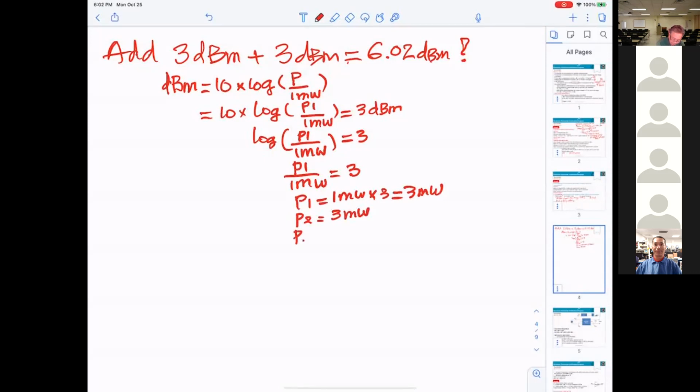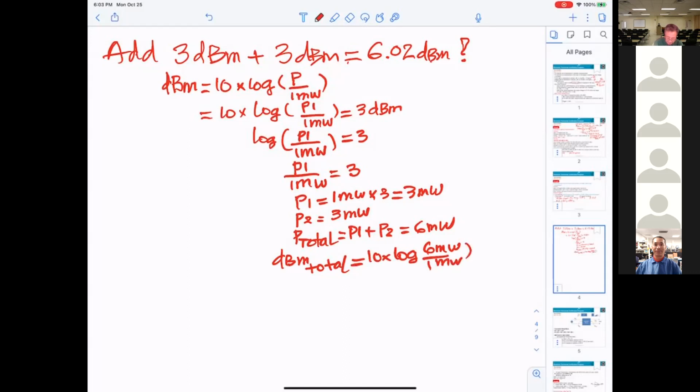And P total, P1 plus P2, equals 4 milliwatt. Okay, and now you have to convert it back to dBm. So dBm total equals 10 times log of 4 milliwatt over 1 milliwatt. Okay, so you can take the log of 4.